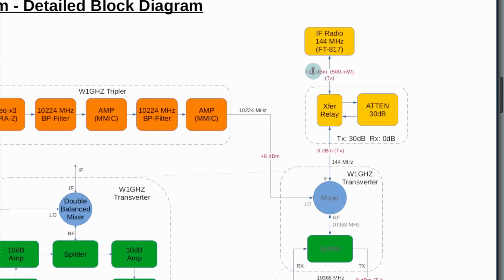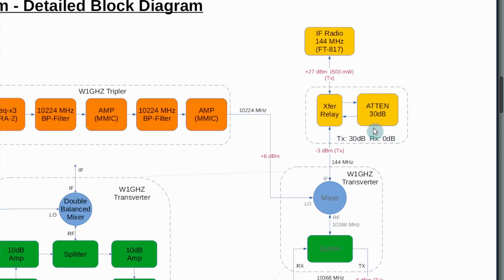Okay, now back to the upper part. We said that we were receiving our LO. The IF path is bidirectional as shown. I'll be using 500 milliwatts in transmit, so that's plus 27 dBm. Plus 30 dBm is 1 watt. Plus 27 is 3 dB less, and 3 dB less is half the power, so 500 milliwatts in transmit.